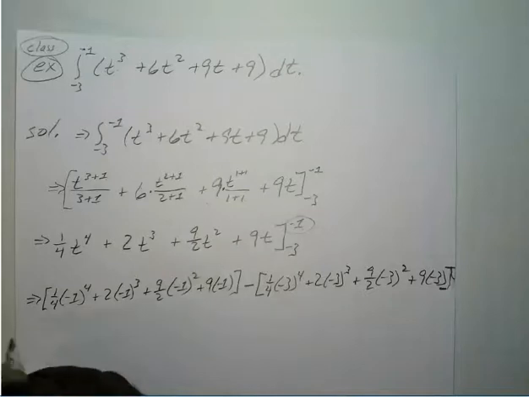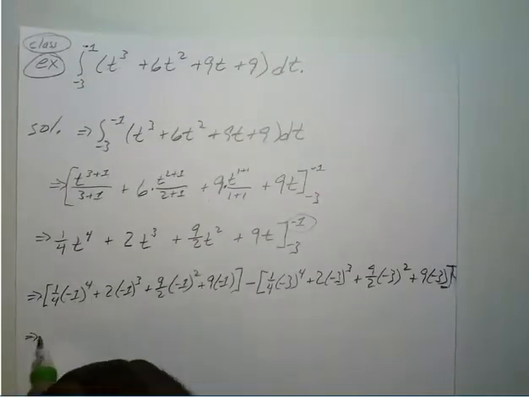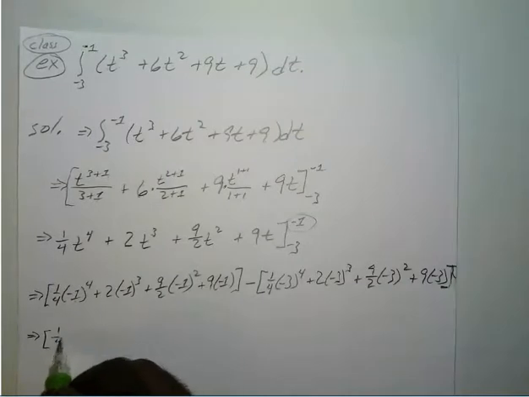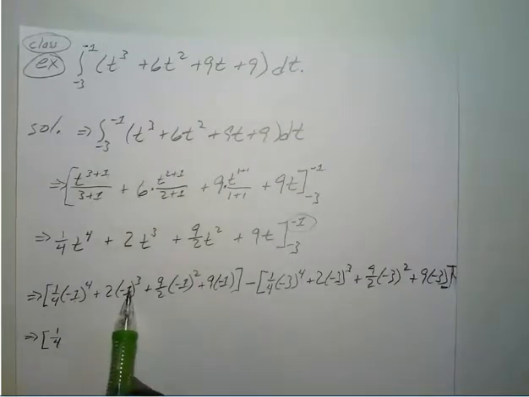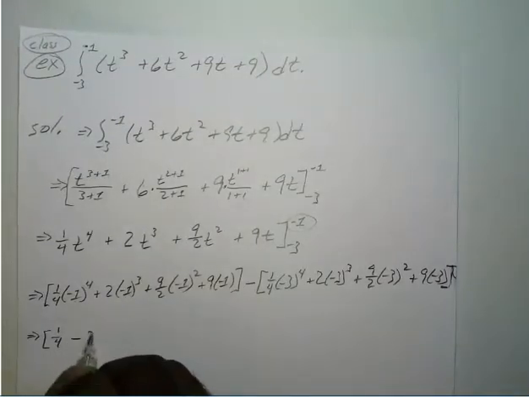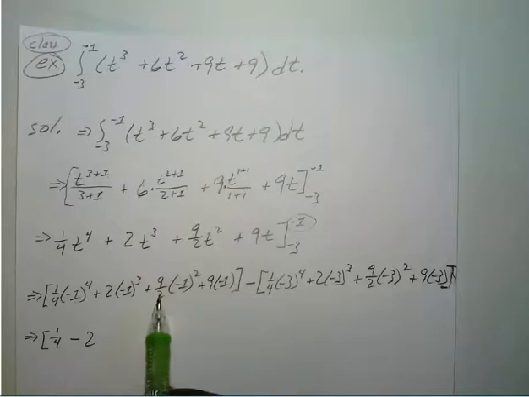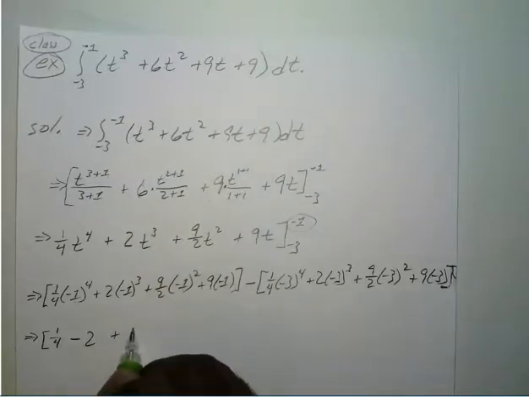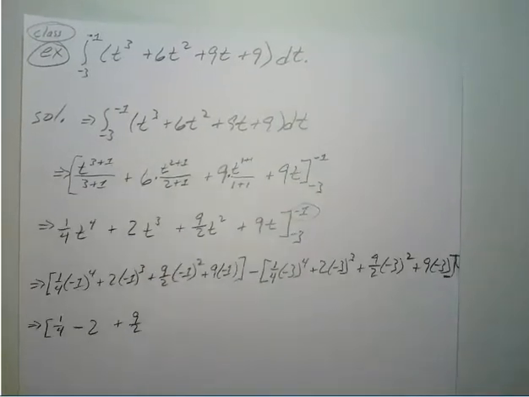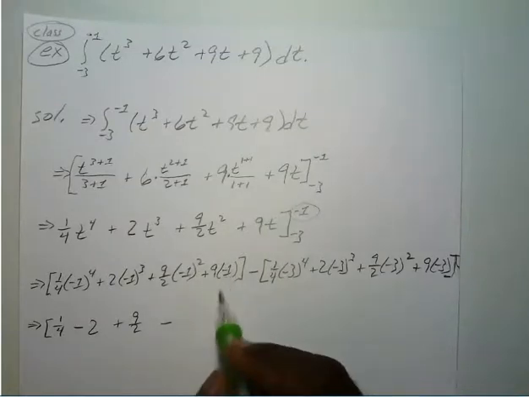All right, so as we can see here, -1 to the fourth power is just 1. So we end up with 1/4. Negative 1 to the third power is negative 1. 2 times negative 1 is negative 2, so we can just make that our minus 2. Negative 1 squared is positive 1, so that's 9 over 2 times 1, which is just 9 over 2. Minus 9, since 9 times negative 1 is negative, so that makes that minus 9.